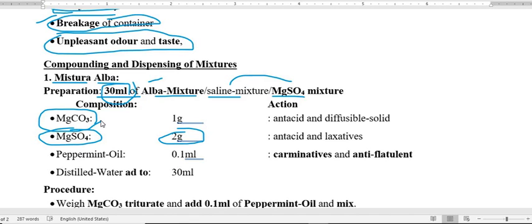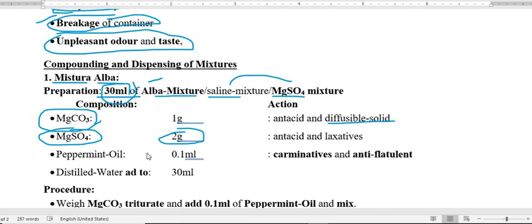So what is the function of magnesium carbonate along with antacid? The main important point is that it acts as a diffusible solid. It will diffuse very easily with the magnesium sulfate, and it also helps to keep the mixture in suspension form. So the main constituents of this Alba mixture 30 ml are the magnesium sulfate and the magnesium carbonate.